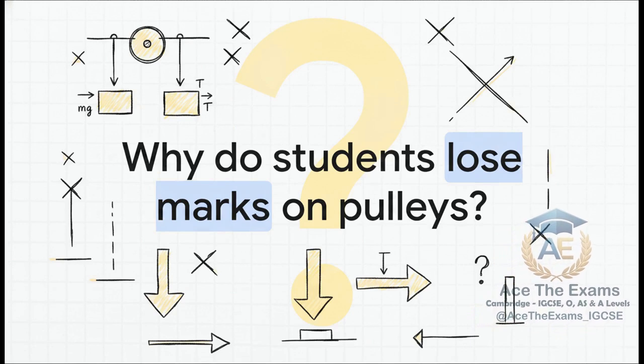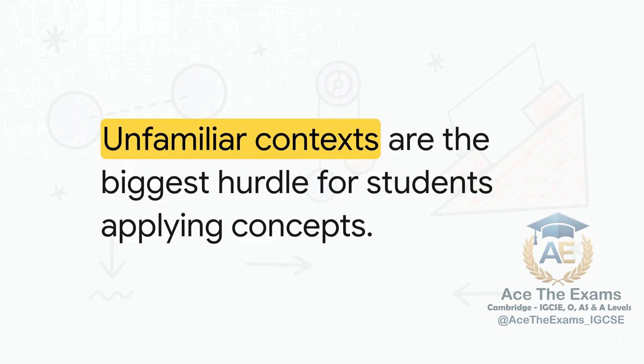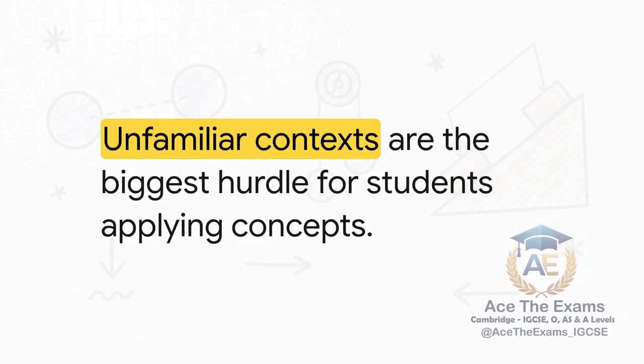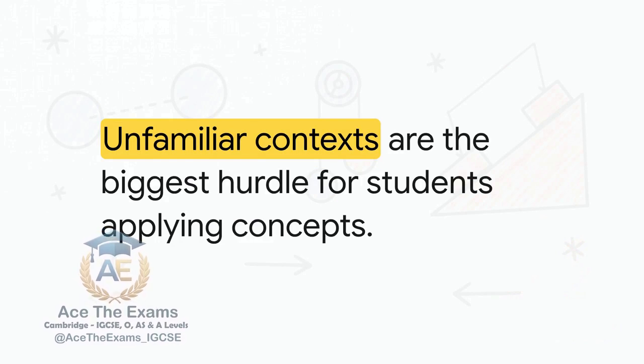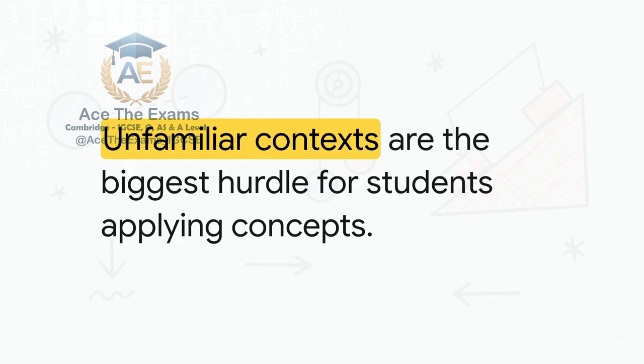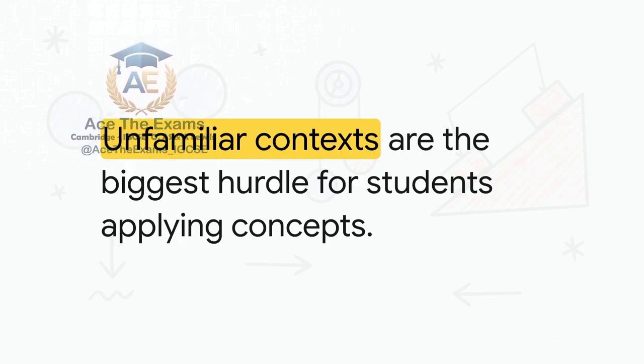Okay, let's get into the mechanics of this trap. The real trap here isn't the math itself. It's the inability to take a known physics concept and apply it when the exam presents a completely unfamiliar scenario. This is exactly where Alex's strategy completely fell apart. Remember, Alex is our memorizer. Alex memorized the tension equals mass times gravity in a basic static hanging string system.